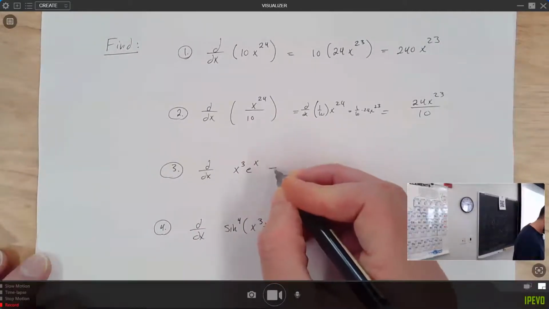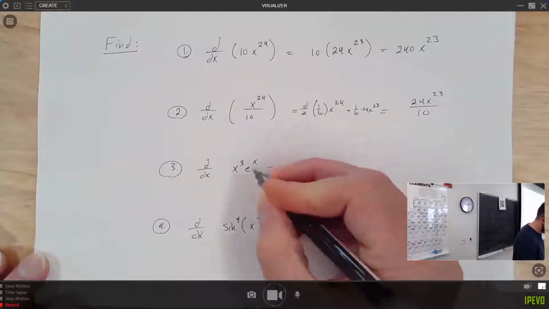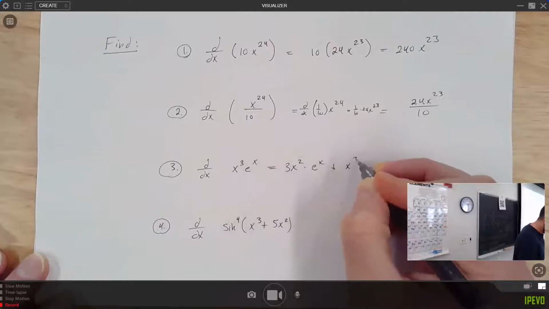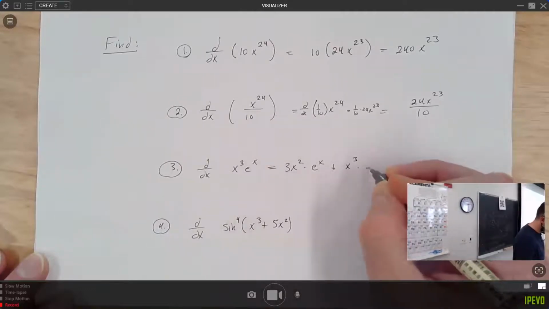Product rule, x cubed times e to the x. The derivative is going to be 3x squared times e to the x plus x cubed times the derivative of e to the x, which is e to the x.